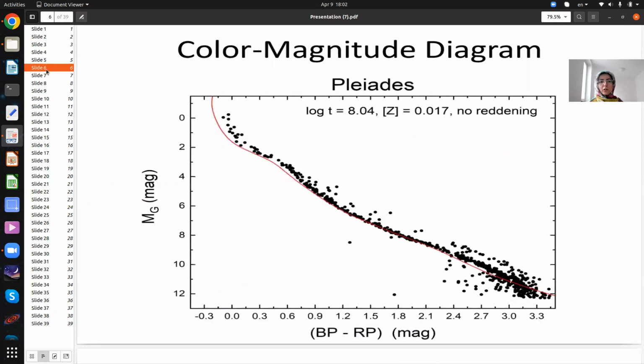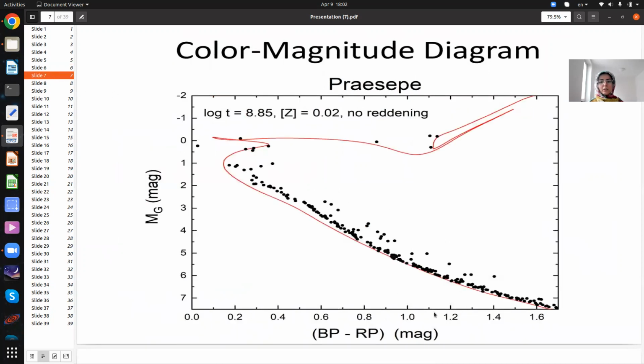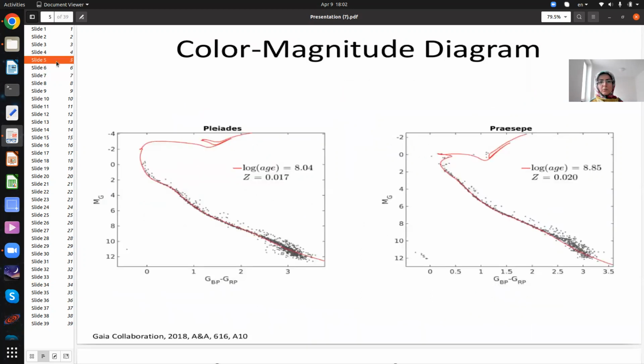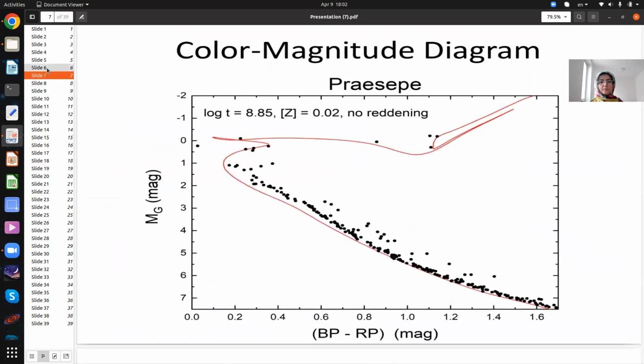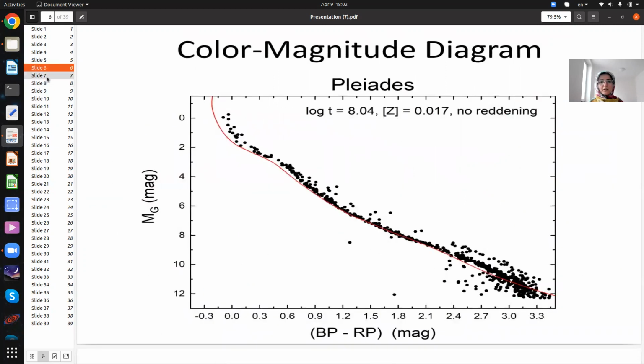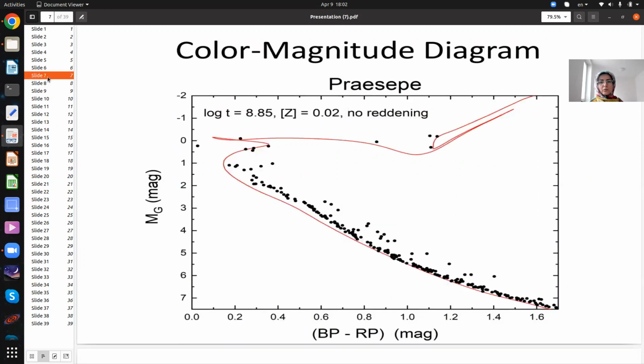But if you see it in close-up, for example in Pleiades, no, it's not a good match for isochrone and main sequence. Also in Persephone, it is not a good match for isochrone and main sequence. So if you see a paper like this, you should look at it in a close-up view like this. And you see then that they do not have a good fit in isochrone for main sequence.